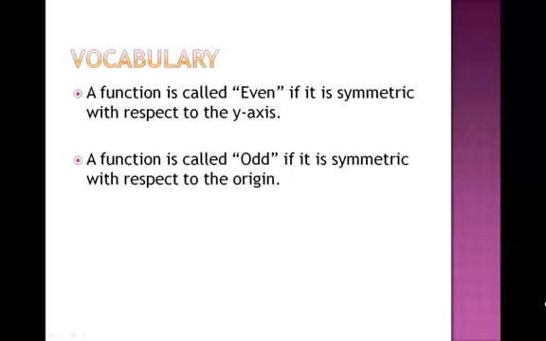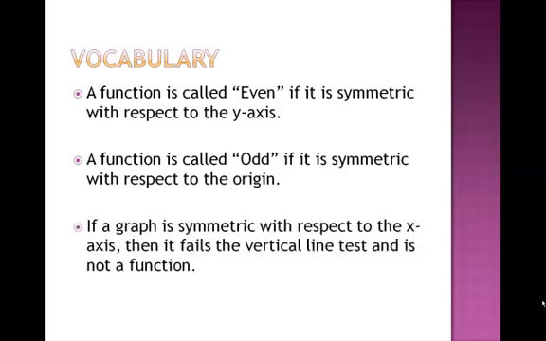Now, you might be wondering, hey, wait a minute. What happens if I have an equation that is symmetric with respect to the x-axis? Does it get a special name? Well, the short answer is no. You see, if you have a graph that is symmetric with respect to the x-axis, then it actually fails the vertical line test, and it's not even a function. And since it's not a function, we're not going to be too worried about those, and so it does not get a special name. And so you can see that will give you even and odd functions, and if it doesn't fall under one of those two categories, you can just say that it is neither.